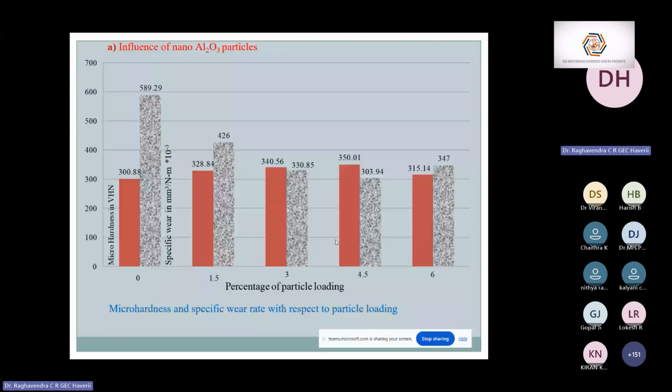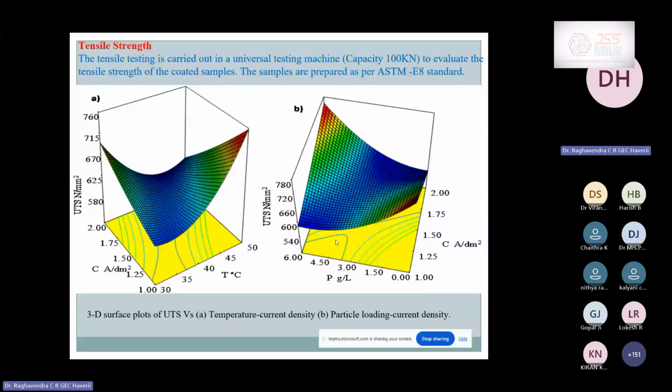Influence of nanoparticles on this microhardness: the 4.5 grams per liter has shown the highest microhardness, with a 350 Vickers hardness number. This is the tensile strength. These are all the mechanical tests that we carry out in order to check the feasibility and reliability of these nanoparticle coatings.